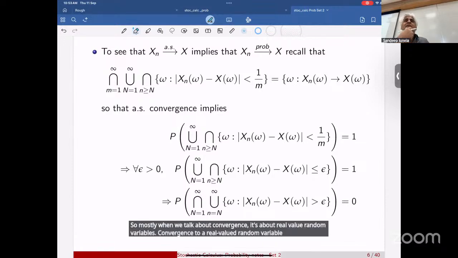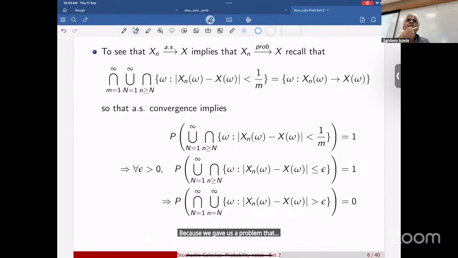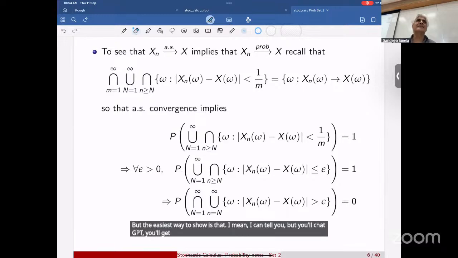Yes, the reason I asked this was you gave us a problem that the convergence property implies that a subsequence converges almost surely, right? That's right. Yeah, so this sounds suspiciously similar to Bolzano-Weierstrass. That requires a completeness condition of the sequence. No, it's not that similar. That's only suspicion. But the easier way to show this... I can tell you, but you'll ask ChatGPT and get the complete answer. So I'll just let you do that.